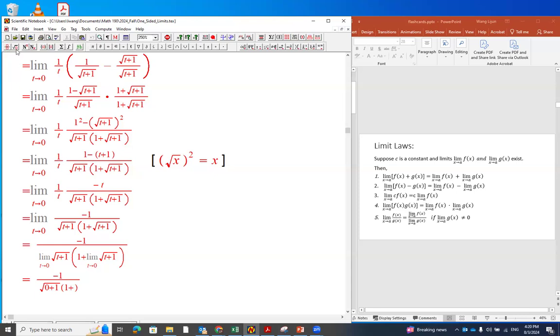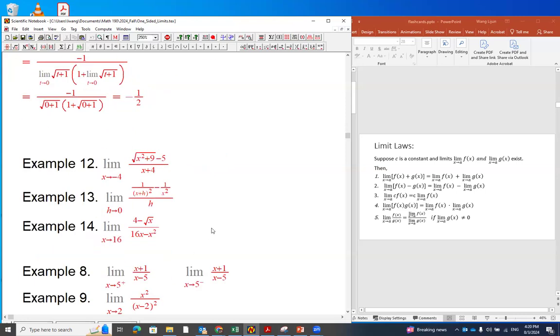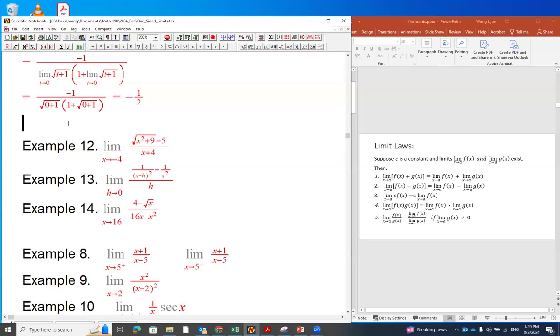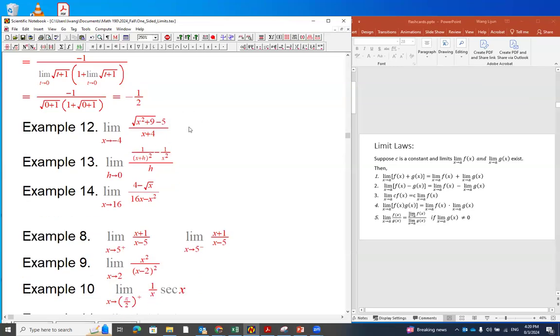And so over here, you're going to have 0 plus 1. You can even omit this step. By this time, you already have the answer. The answer is -1/2. -1/2.